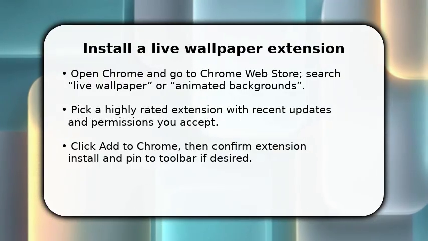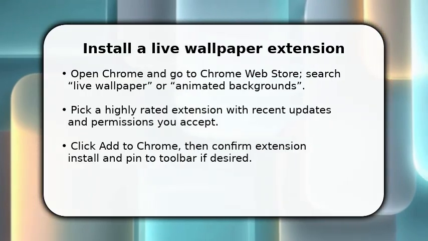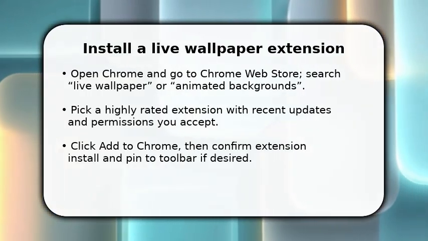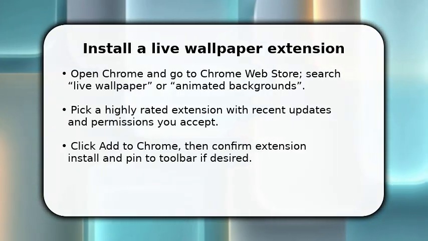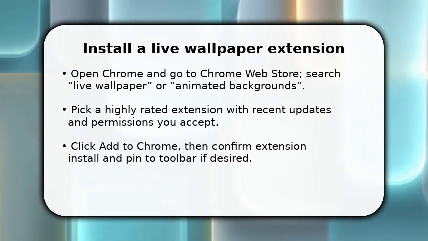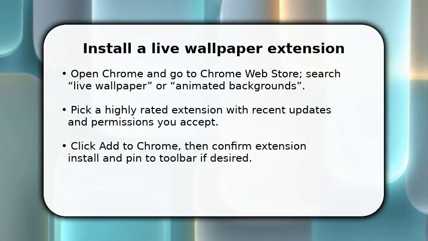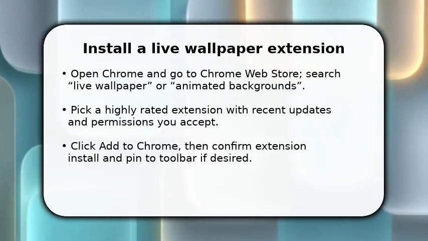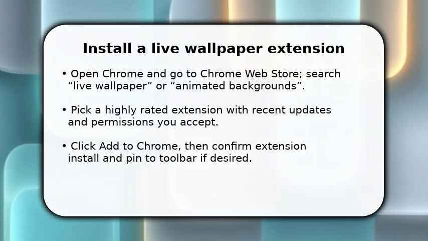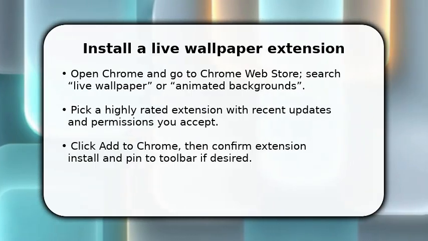You'll start by adding a live wallpaper extension to Chrome so the browser itself supplies animated backgrounds. Open Chrome, search the Chrome Web Store for live wallpaper, and choose an extension with good ratings and recent updates. Once you find one, click Add to Chrome and accept the permissions. This installs the extension and puts its icon in your toolbar.